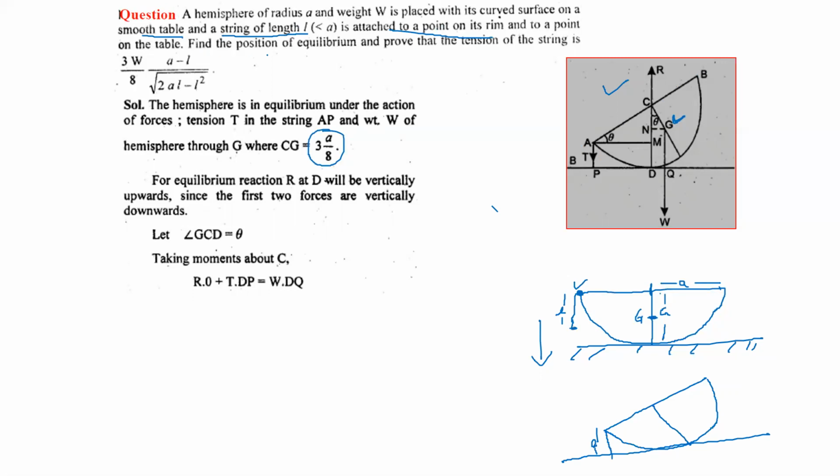And to a point on the table, find the position of equilibrium and prove that the tension of the string. So the tension of the string, T, we have to find. So let us complete the diagram.